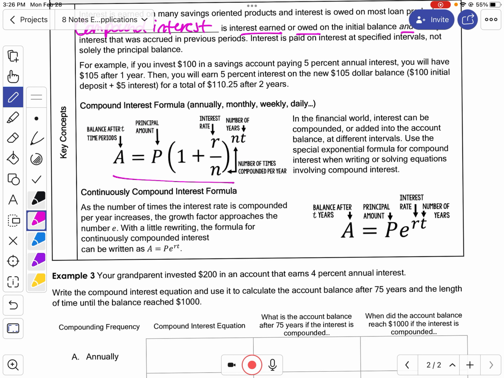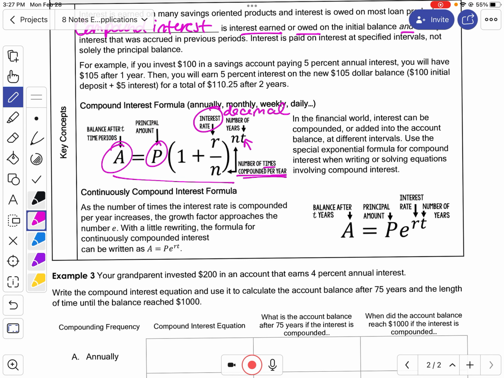Okay, so here's our compound interest formula. If you don't know what each variable represents, make sure you know. A is always your final amount at the end. P is always your starting amount or principal amount. R is your interest rate. Make sure it's a decimal, so change it to a decimal. N is the number of times it's compounded per year, based on annually, monthly, weekly, daily. So the number of times per year, you're having to figure that out. And then t is your time.